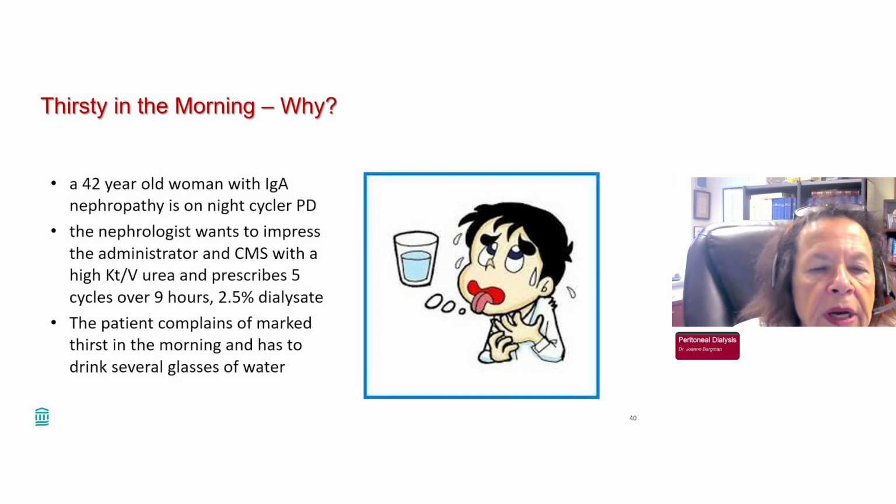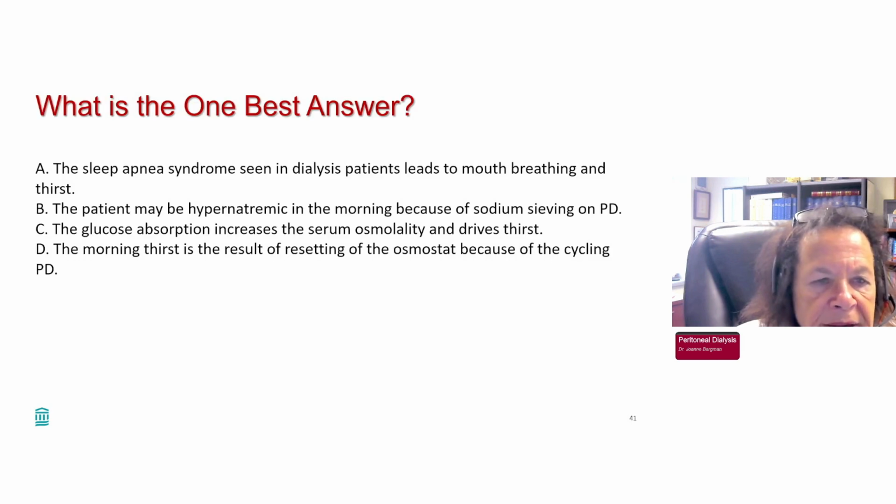Okay, a little more deep dive into transperitoneal flux. This is a woman who's on nightly cycler PD, and the nephrologist wants to impress the administrator and CMS with a high Kt/V urea, and so prescribes 5 cycles over 9 hours with a hypertonic dialysate. And the patient complains of marked thirst in the morning and has to drink several glasses of water. So what's going on here?